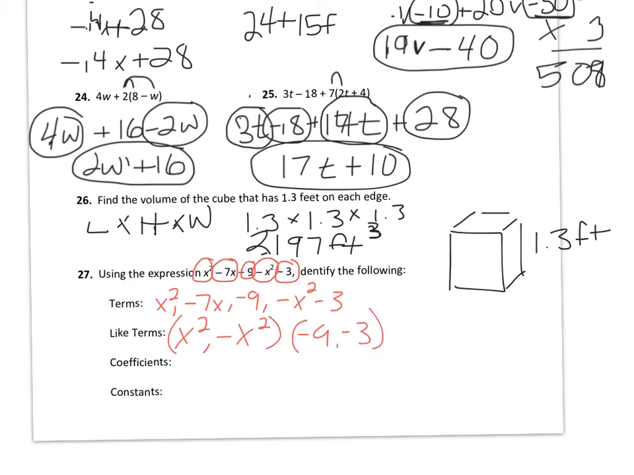The coefficients, what comes before the variables. The x squared actually has a 1 in front of it, so I'm going to put a 1. Then I have negative 7. Then I have a negative 1. Because of that negative x squared, I've got a negative 1. And the constants, the things that cannot change, are negative 3 and negative 9.